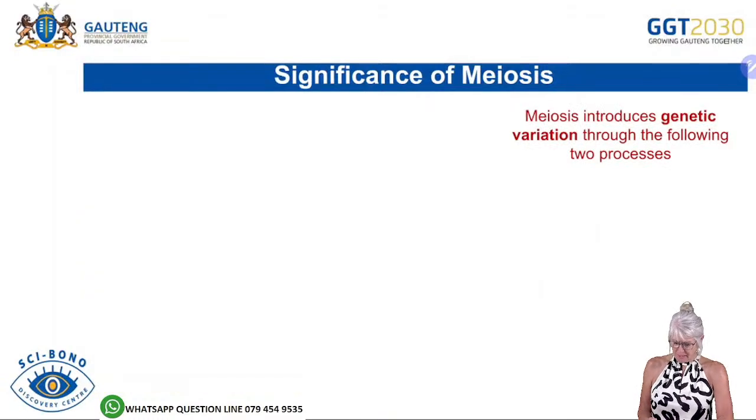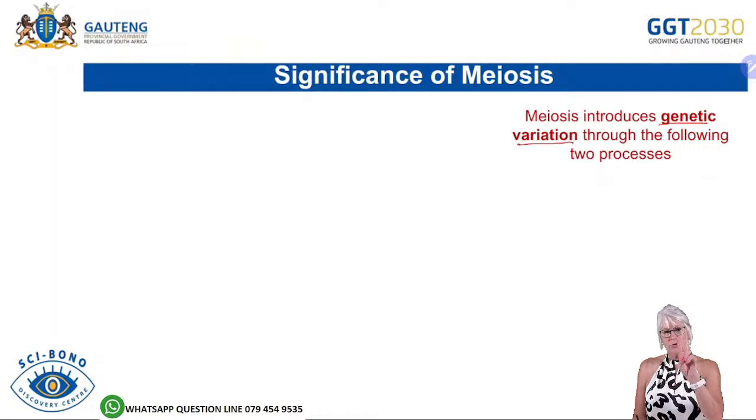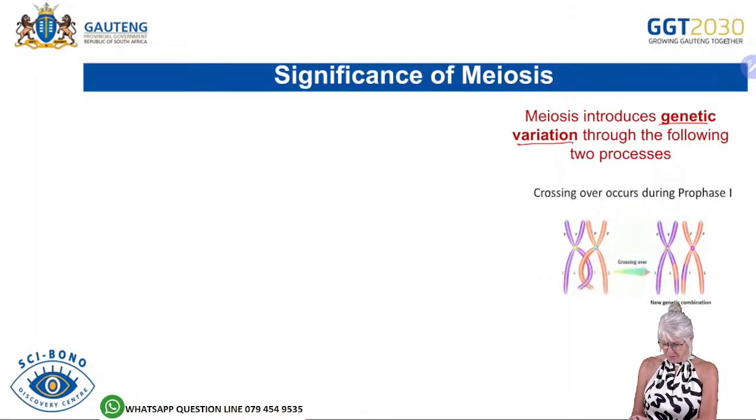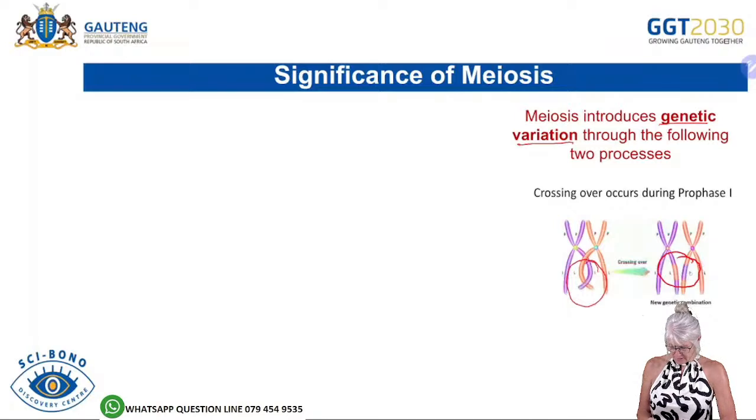Then the second significance of meiosis is that, as I said, it introduces genetic variation. And there's 2 ways in which it does it. The first way is through crossing over. There we see the diagram again, and here we can see where the crossing over is actually taking place. And what happens is we end up with genetically different cells. So there the genetic material has been exchanged. So that's one way.